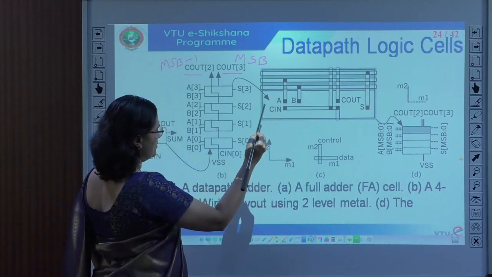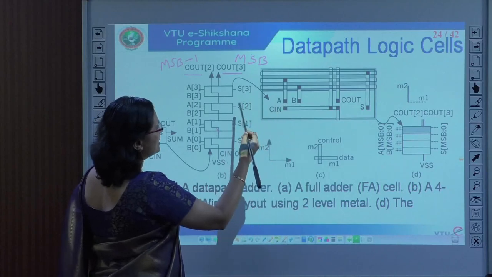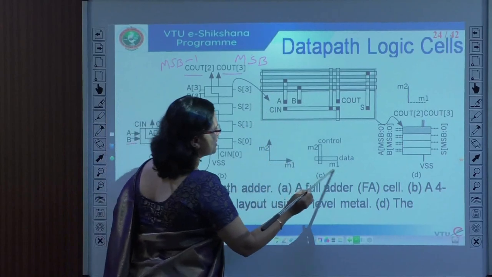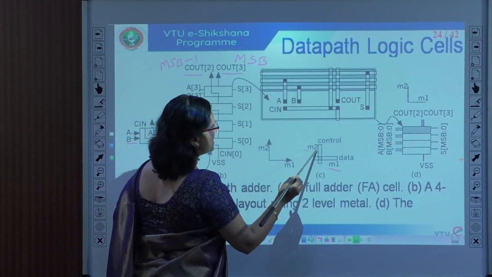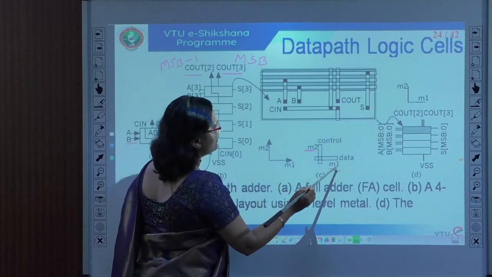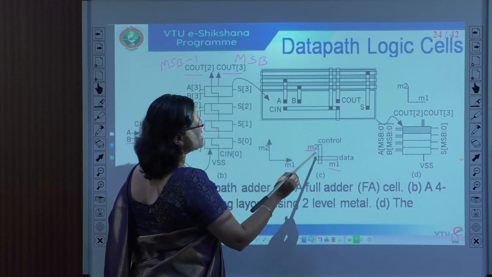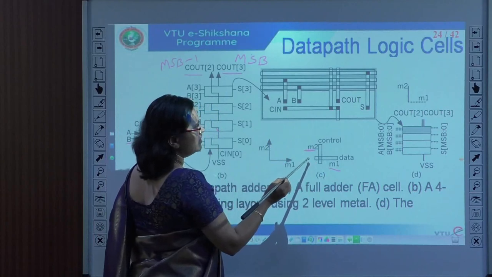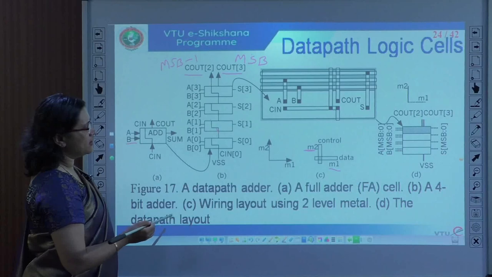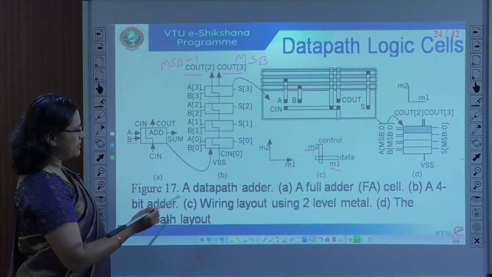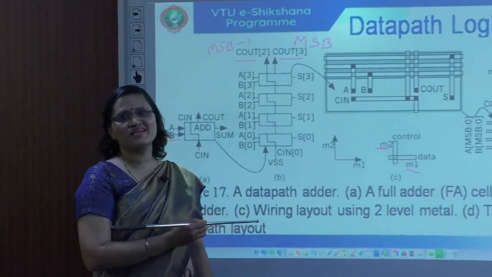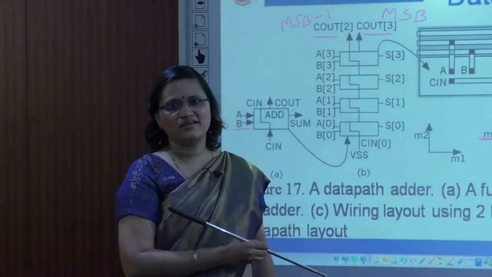Look at this diagram. It uses a two-level metal. The data will be on metal 1, and control lines will be on metal 2. So this is the structure of the 4-bit ripple carry adder. In detail, we will discuss in the next class. Thank you.